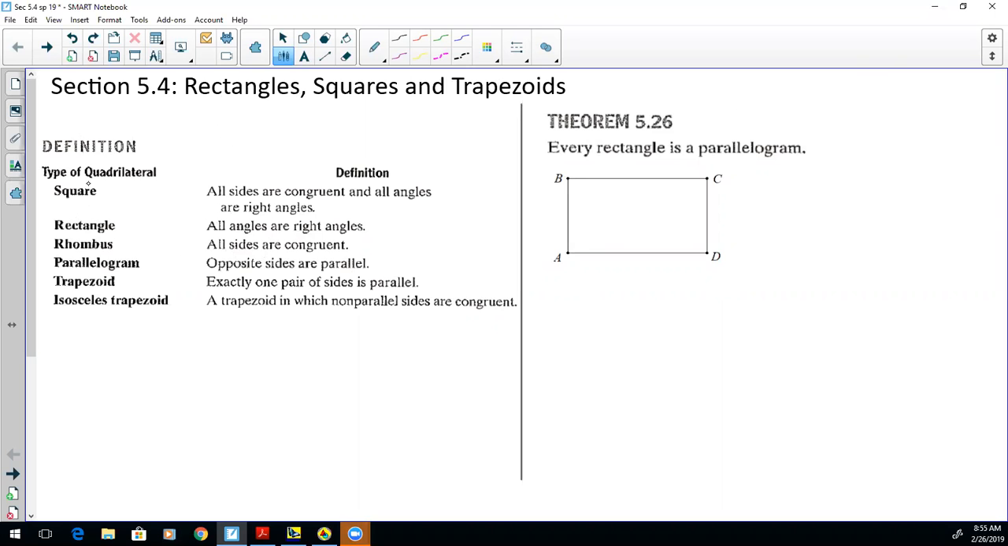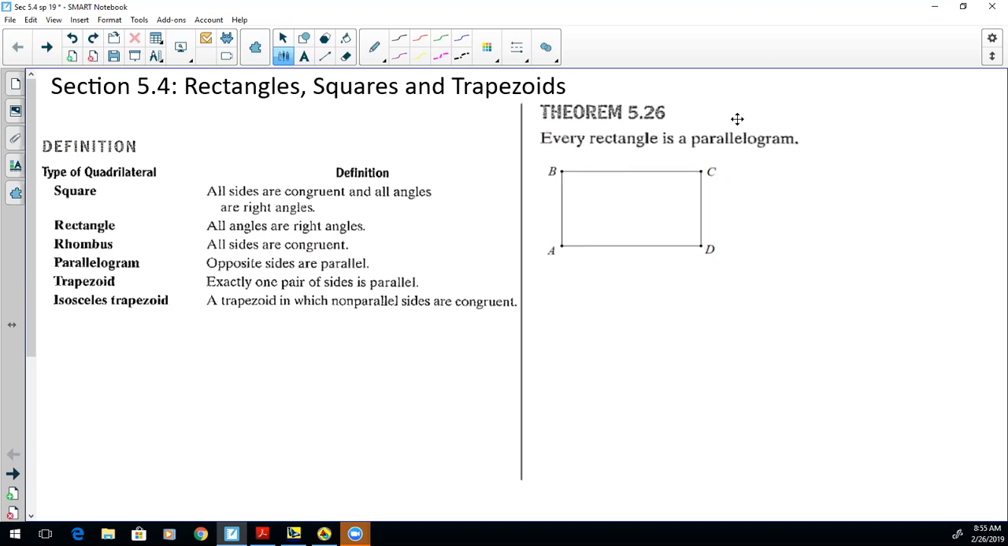Now, you could probably get away with less here. A rectangle is a quadrilateral where all angles are right angles. Well, you could get away with a little bit less. You could say it's a quadrilateral with 3 right angles, and the fourth one automatically would be a right angle as well. But let's go with these definitions for right now. And let's do a few theorems here.